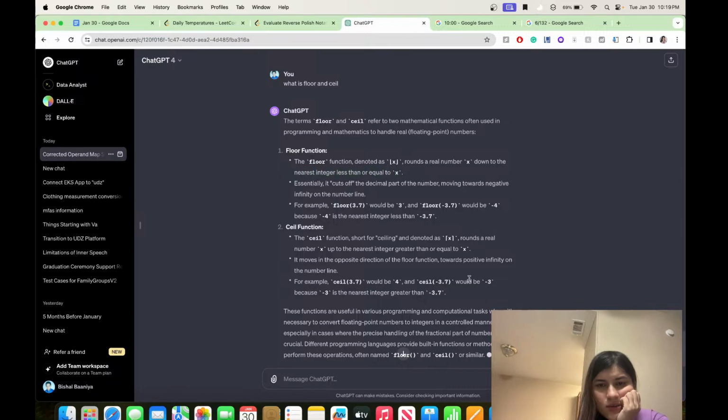Nearest integer less than or equal to x. And the minus 3.7 will be minus 3, so that is the ceiling. So if in the number line there is 3 and 4, the floor means the nearest integer, and if it is negative, then wherever the value is, it will be the nearest lesser integer, right? So it will go towards minus 4.